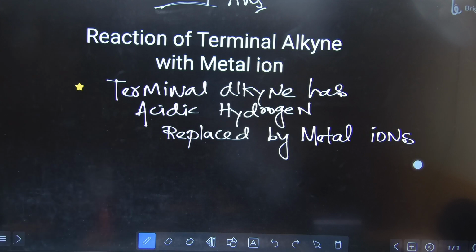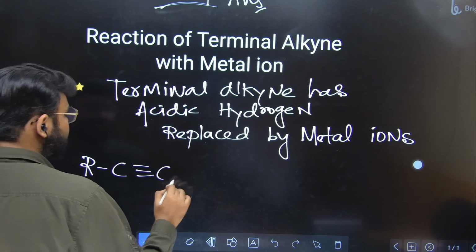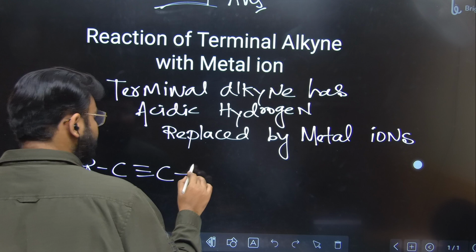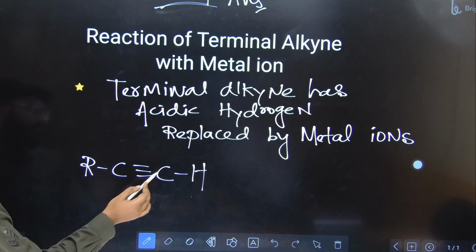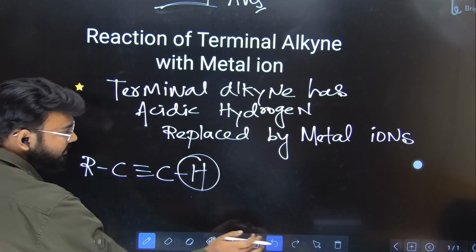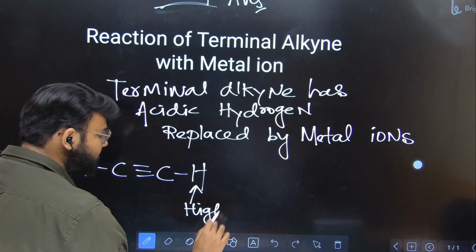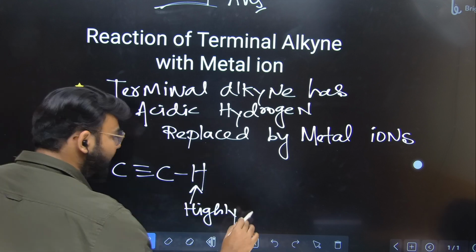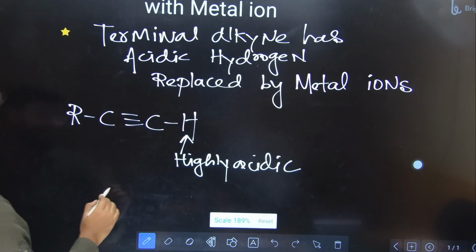Yes. So now we are going to do one question. So guys, this is the example of terminal alkyne, RC triple bond CH. Now can you see the triple bond is present in the last carbon or in the first, right? And its hydrogen is highly acidic.